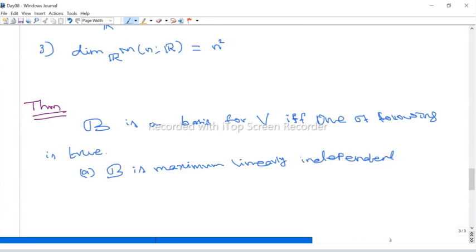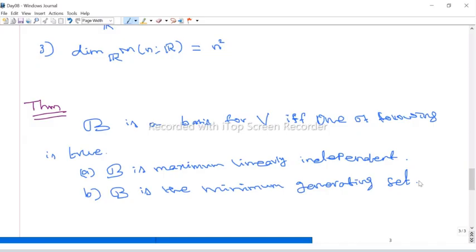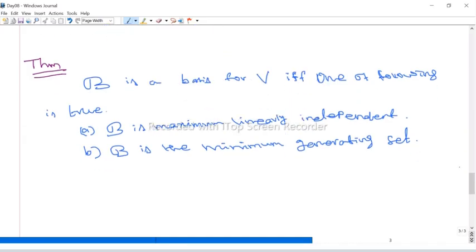So to prove script B is a basis, it is enough to show that script B is a maximum linearly independent set or minimum generating set. That means if you remove one element, that set cannot generate the whole space. So it's a very, very important theorem. We say a collection script B is a basis if and only if one of the following is true: either that set is a maximum linearly independent set or a minimum generating set.